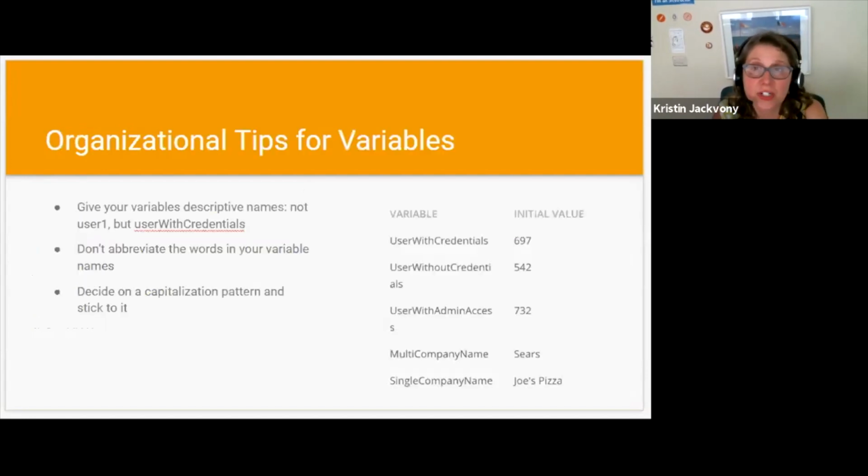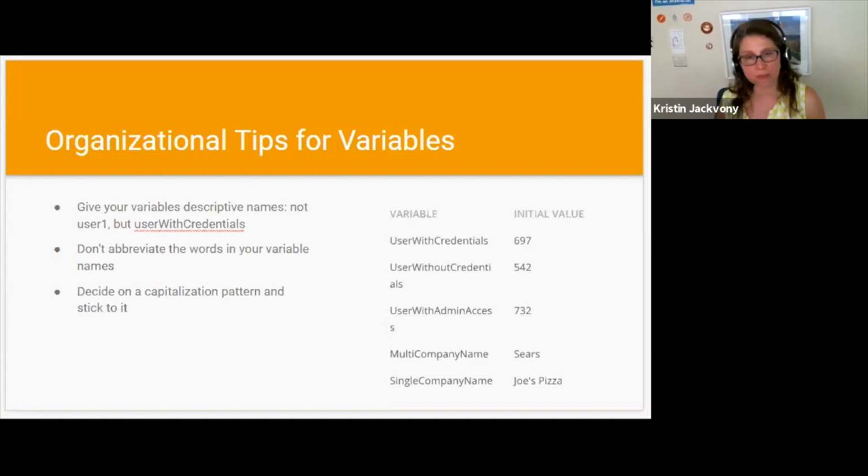Here are some organizational tips for variables. Give your variables descriptive names, not user1, because you will go back to this API for testing after a couple months of not using it, and you will have no idea what user1 means. User with credentials is way more descriptive. And although I have been saying throughout this presentation that you should make your names short, this is a case where you don't want to make your names short, because if you abbreviate the words in your variable names, you're going to forget how you abbreviated them.